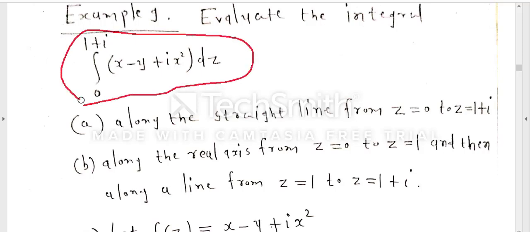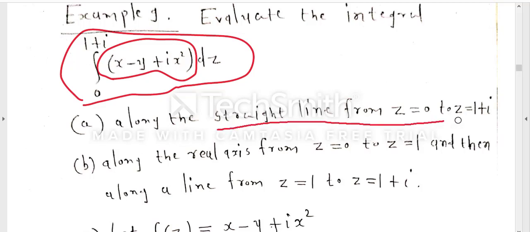We are given 2 different curves between these 2 points, 0 to 1 plus i, and we have to find out the value of the evaluation of this function of z along 2 different paths of integration. So f of z is x minus y plus i x square, and you have to evaluate this integral along the straight line from z equal to 0 to 1 plus i.